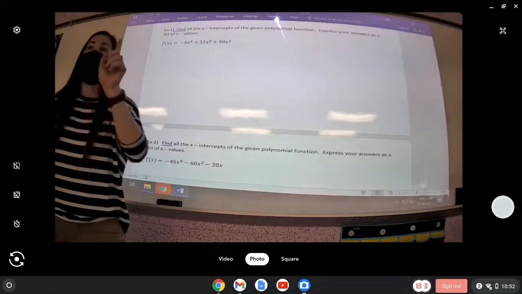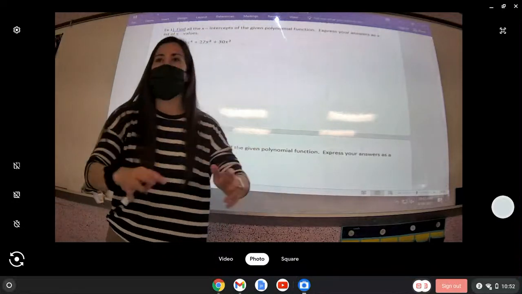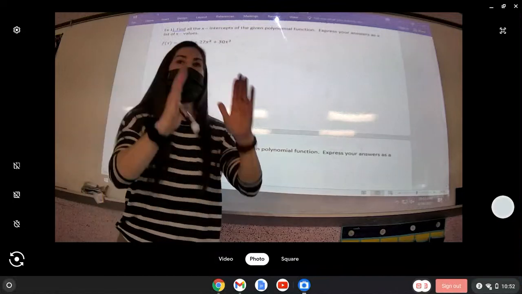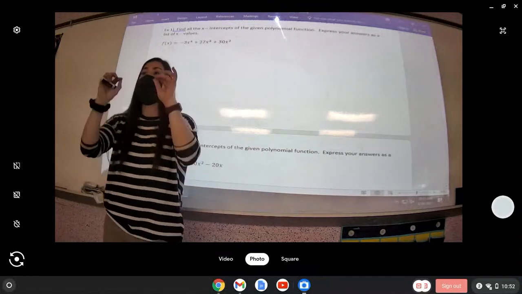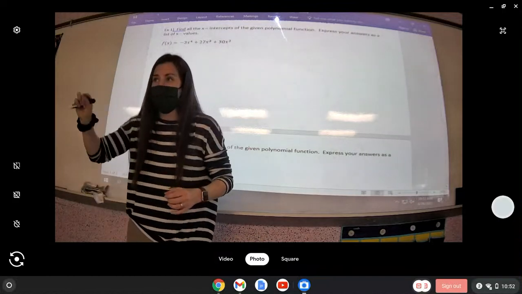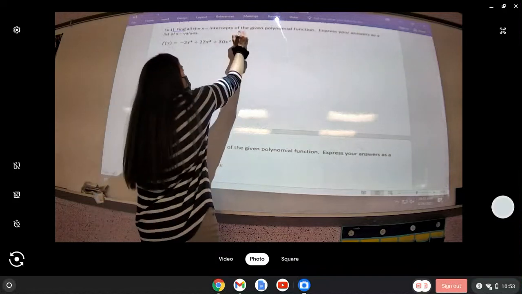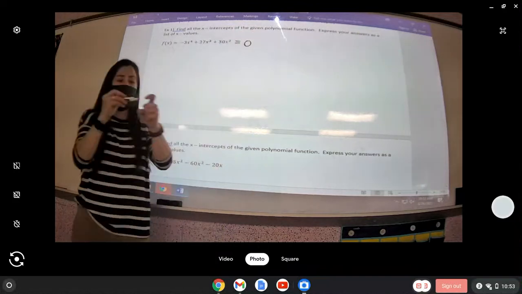But guys, do you notice? They didn't say solve it. They didn't say find the zeros. They didn't say find the roots. They literally said find the x-intercepts. Now, you find the x-intercepts by solving it, by finding the zeros, by finding the roots, by setting the equation equal to 0 and solving.